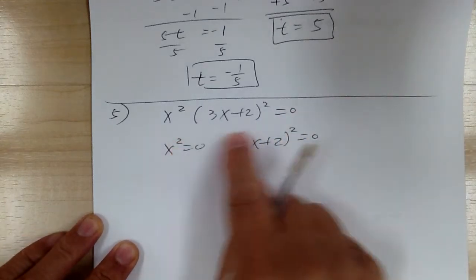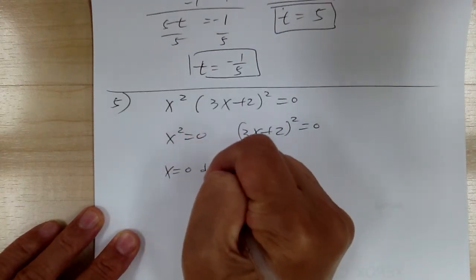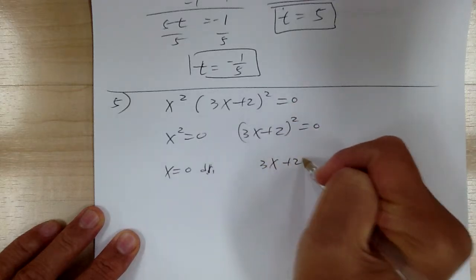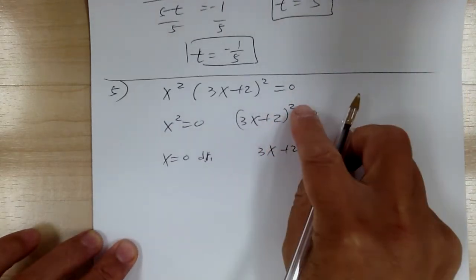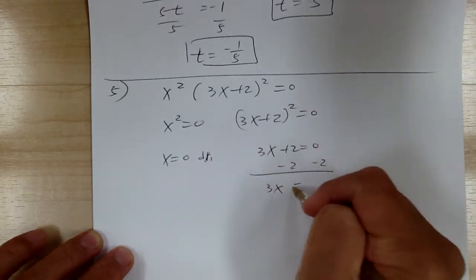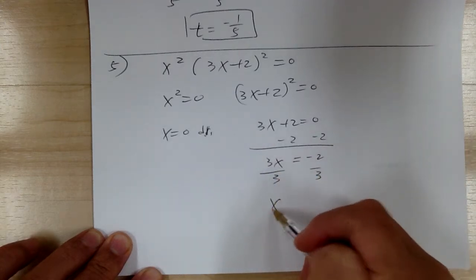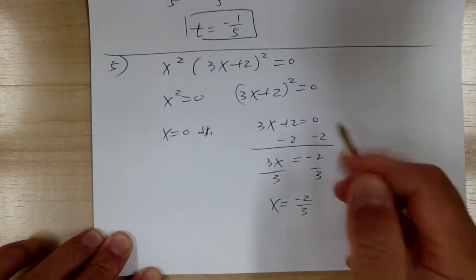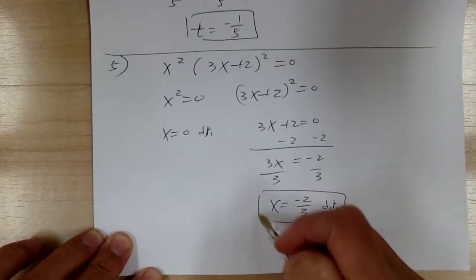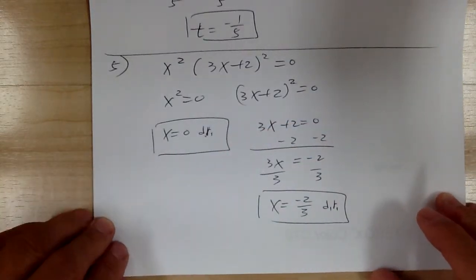Okay, now what the square will do is it just gives you a double root. So you're going to get x equal to 0, and this will be the double root. And this one you can set 3x + 2 equal to 0. Again, this is going to be a double root because of the square. So minus 2 on each side. You got 3x equal to negative 2. Divide by 3, divide by 3. So you got x equal to negative 2 over 3. Again, because of the square, this is going to be a double root. Okay, so you got 2 sets of double roots.